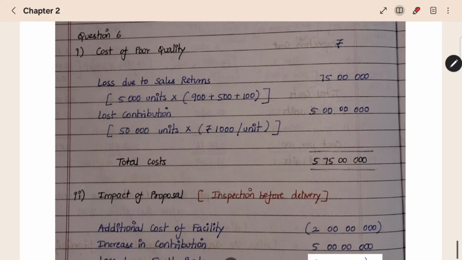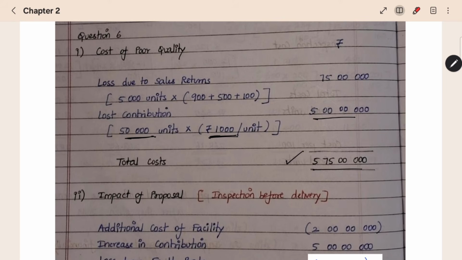The next thing is lost contribution. You might have sold 50,000 units more if you did not produce bad components. So you lost 50,000 units of sales because of selling bad components. We are taking contribution per unit for those lost sales. We do not take into account fixed costs while taking these decisions. So we take contribution. 1,000 per unit is the contribution as we already found out. For one unit, for 50,000 units, this is the lost contribution. These both are lost due to sales returns and lost contribution. These are all loss for you. The total loss cost is 5 crore 75 lakhs. This is the current situation.